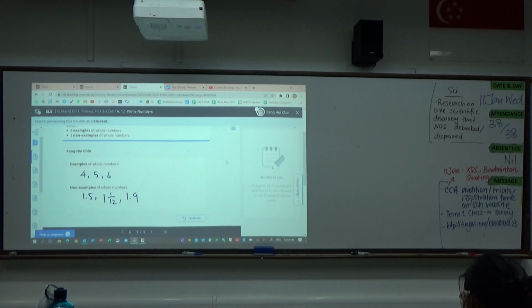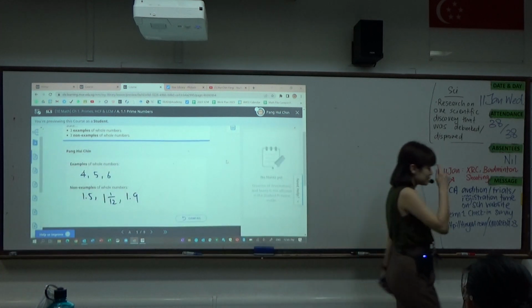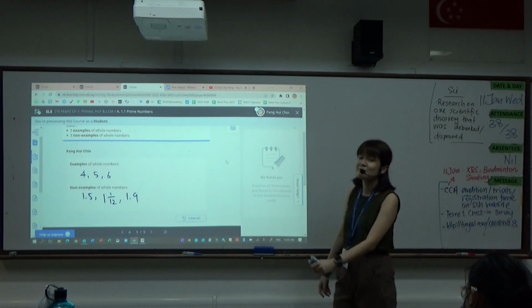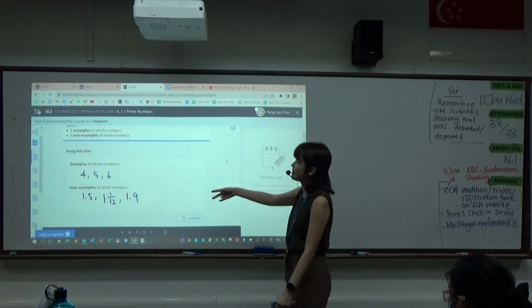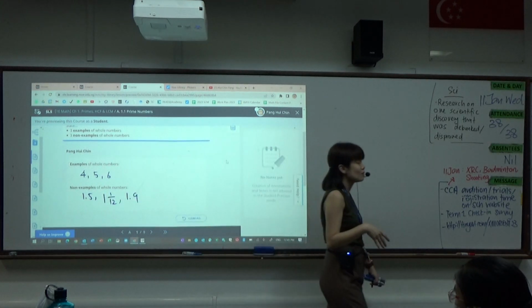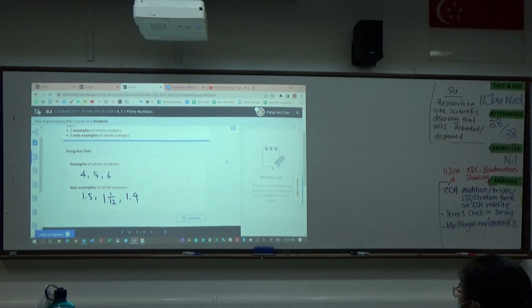Whole numbers are numbers starting from 0. Sometimes I forget, I'm so sorry. Let me take out my book. Yes, starting from 0. So whole numbers start from 0, 1, 2, 3, and so on. Then the non-examples: your fractions and decimals are not whole numbers. Okay, good, there we go.